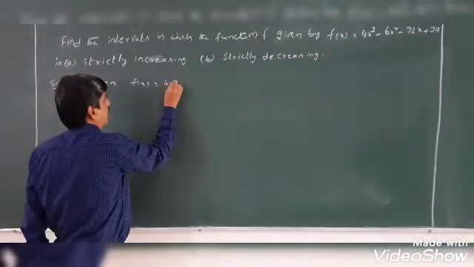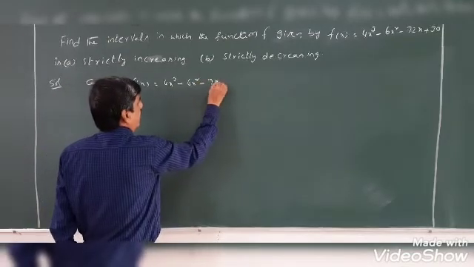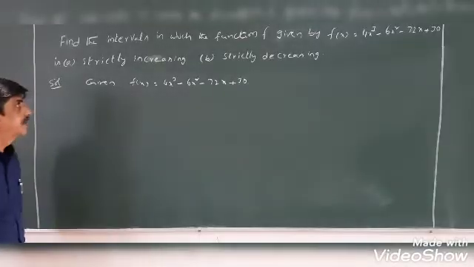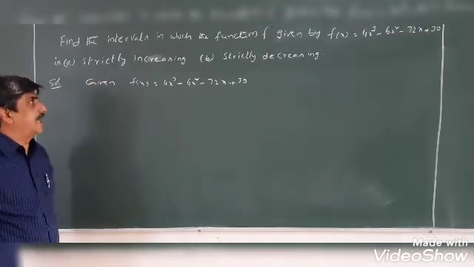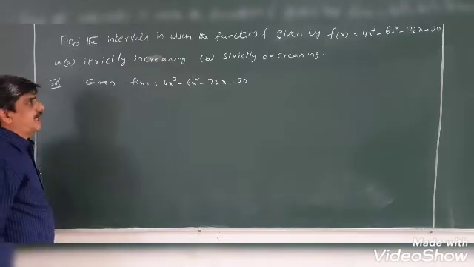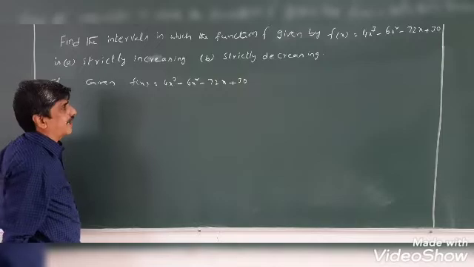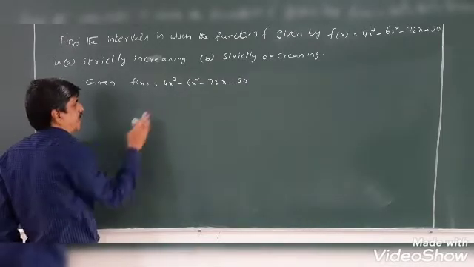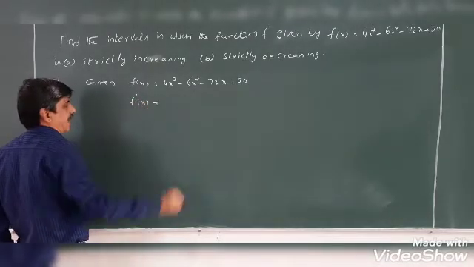4x cube minus 6x square minus 72x plus 30. For what values of x the function is strictly increasing or strictly decreasing? So we want to find f dash x. So given f of x is equal to 4x cube minus 6x square minus 72x plus 30. So differentiate with respect to x on both sides. So derivative of f of x will be represented by f dash x.